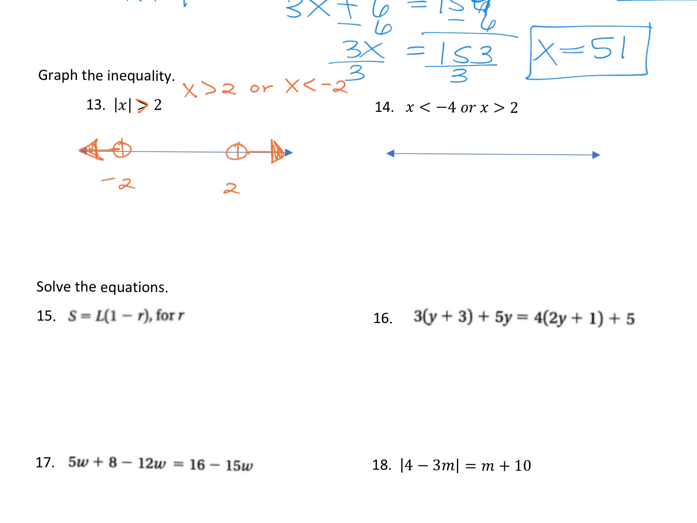Number 14, X is less than negative 4. Here's a negative 4. X is greater than 2. Here's a 2. Make sure your numbers make sense on the number line. I had a few people put the 2 on the left and the negative 4 on the right, which doesn't make sense. I want to make sure you put that in the right spot. So these are open dots. Left here, right here.